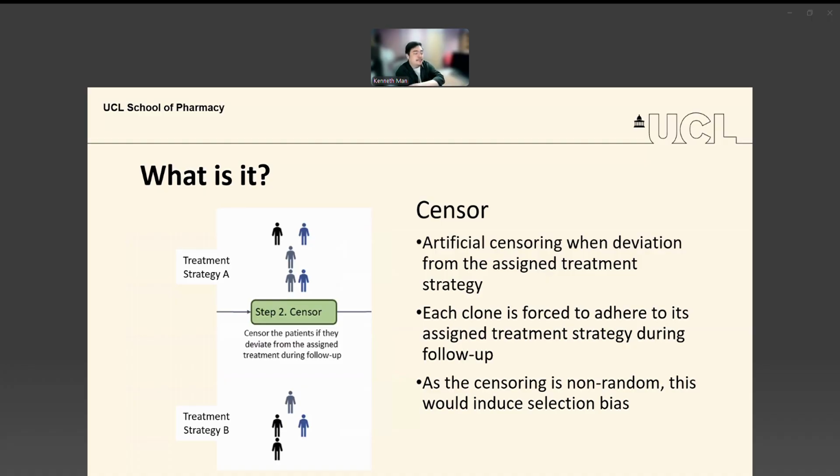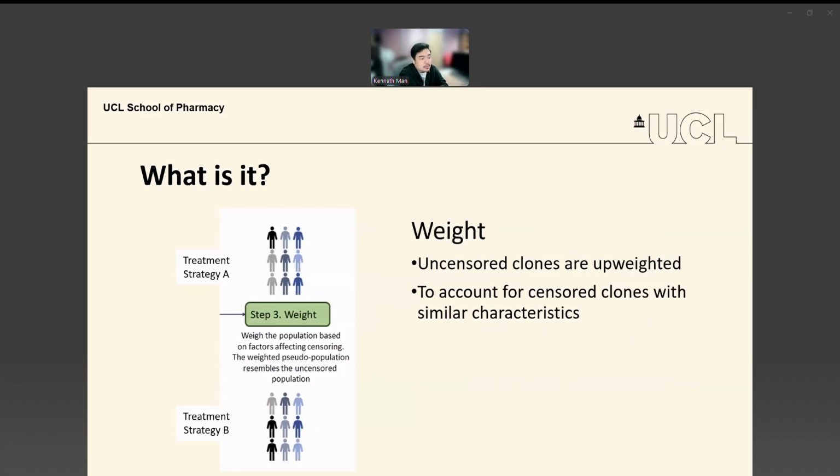Censoring. Artificial censoring occurs when there is deviation from the assigned treatment strategies. Each clone is forced to adhere to its treatment assignment during the follow-up time. Because this censoring is non-random, as I mentioned, it could induce selection bias. That's where the weighting comes along: we try to upweight those who resemble the censored individuals in their characteristics, in order to minimize the selection bias accordingly.